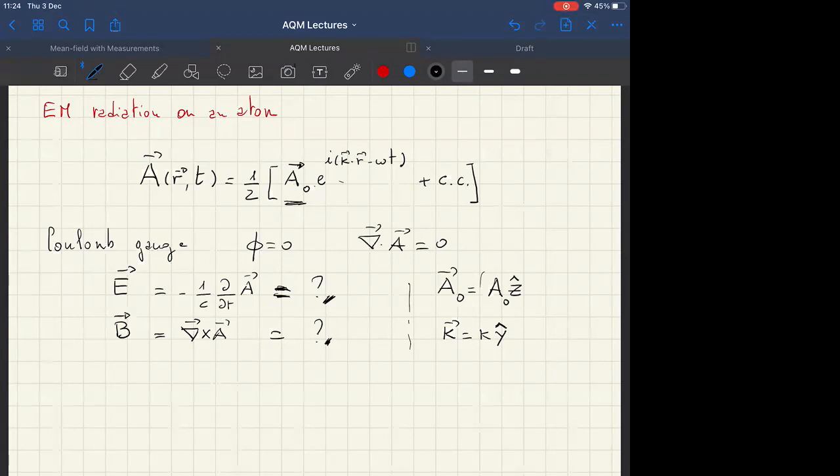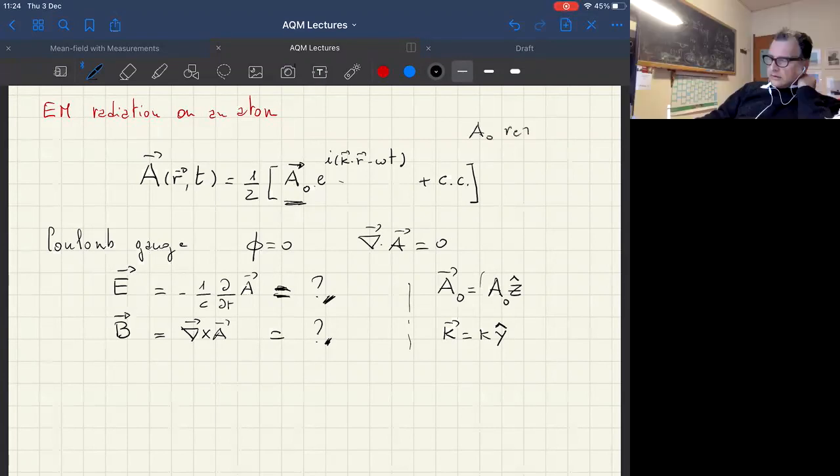Yes. So you just take A0 real, okay? This is equal to A0 Z cosine of KY minus omega T. Okay? This is K.